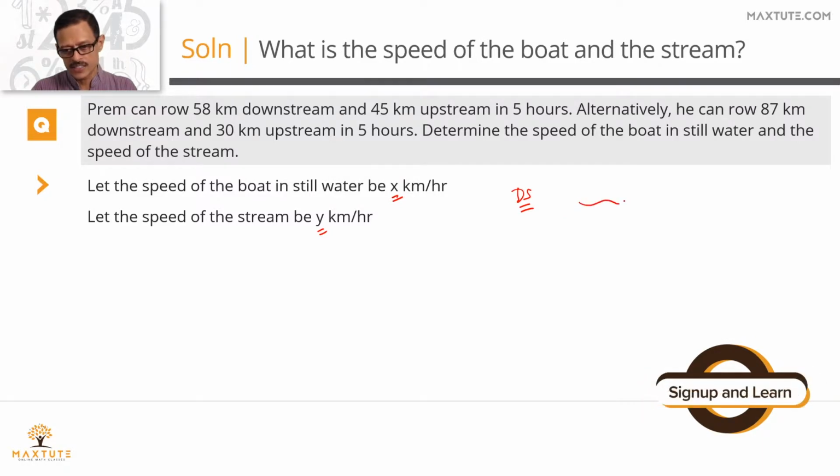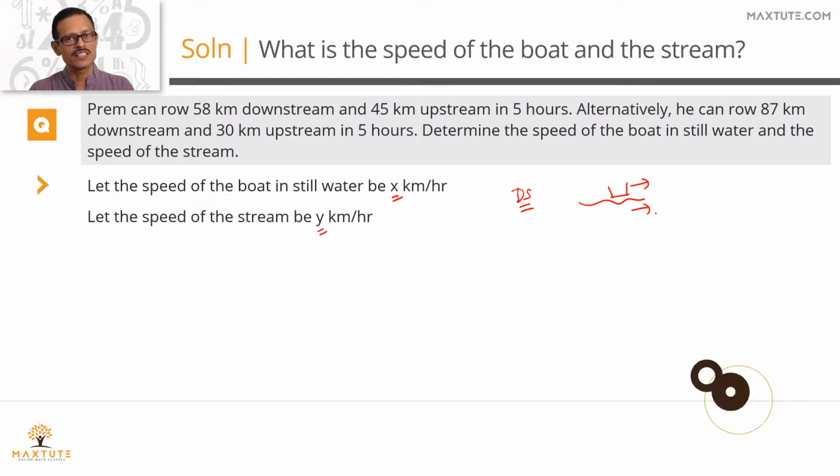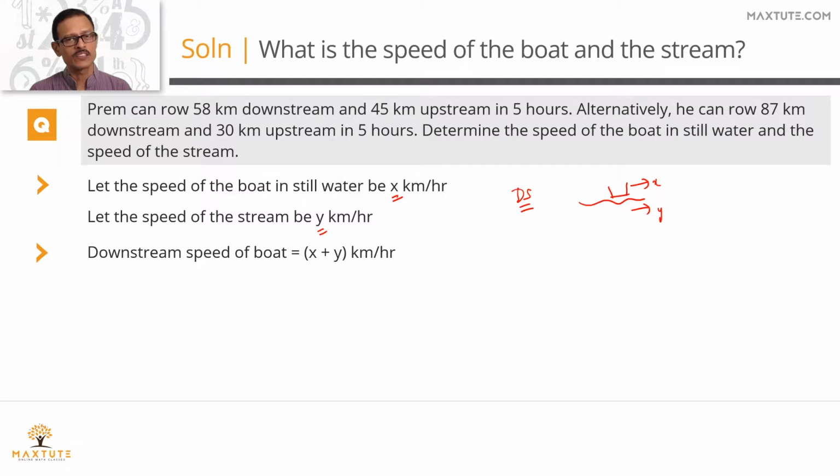Downstream is a scenario where, let's say, the stream is flowing in this direction and Prem is rowing in the same direction. So the boat and the stream are in the same direction. So it's as good as walking on a walkalator or climbing up an escalator. The stream is going to help the boat move faster because it's moving in the same direction as the stream. So what will be the speed of the boat when someone is observing it from the banks of the stream? That is what is called the downstream speed. That is going to be equal to the speed of the boat plus the speed of the stream. So it's going to be equal to x plus y. So downstream speed is always speed of the boat plus the speed of the stream.